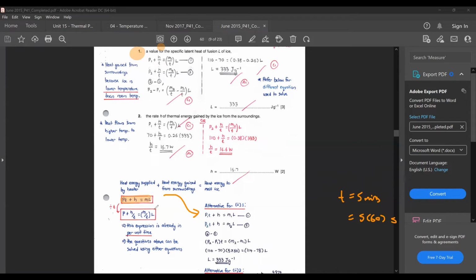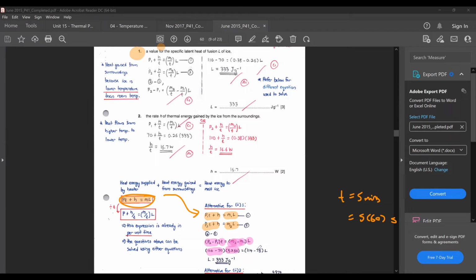Okay. So if you wanted to use the first equation rather than converting it to per unit time, you can. All right. Because you already have the value of the masses in the first place for 5 minutes, and you know the time is also 5 minutes. So it will just be P1T plus H equals M1L, and P2T plus H equals M2L. Then you take equation 2 minus equation 1, it will be (P2 minus P1) times T equals (M2 minus M1) times L. So your time you already know as 300 seconds, which is 5 times 60.